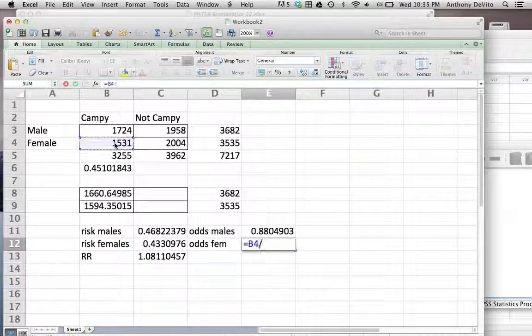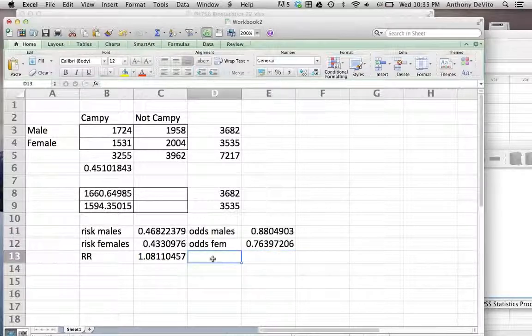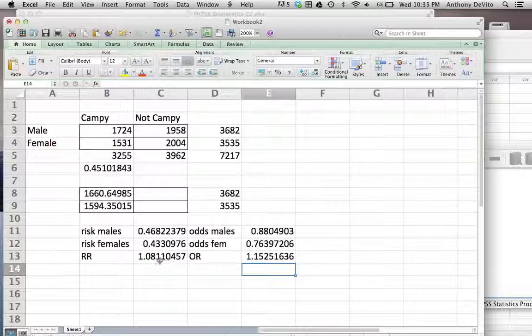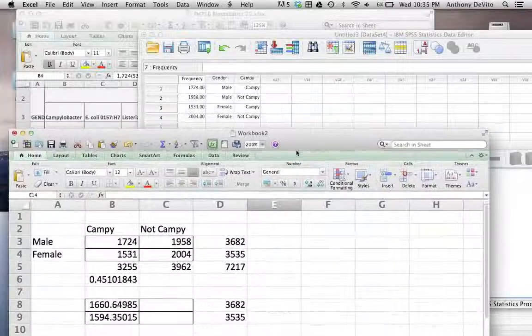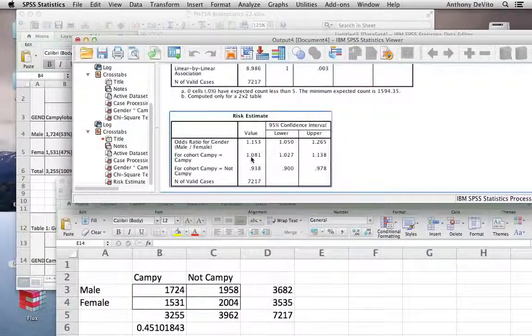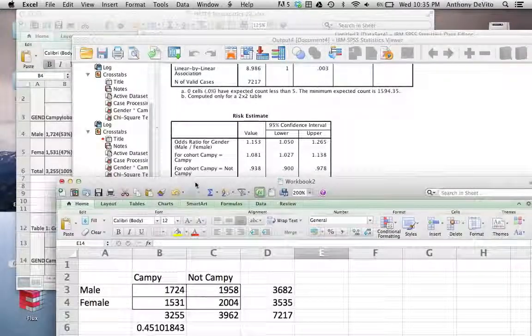There's a reason why I'm going to do this now. Hang on a second, just because I want to demonstrate something to you. The odds ratio is going to be equal to the odds for males divided by the odds for females, which is 1.15. So 1.08 and 1.15. Let's take a look back at our output from SPSS. Same values they got there, right? The advantage that you have with SPSS is that it also calculates something a little bit more complicated, the confidence interval, as well as just the value itself. But certainly you could do these calculations manually yourself.